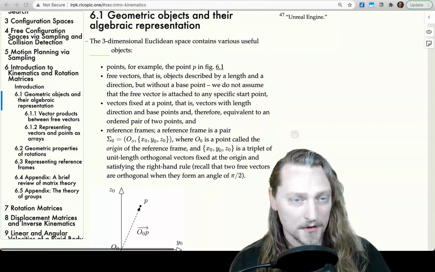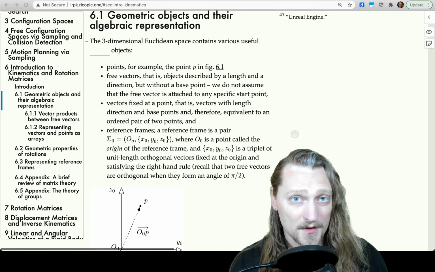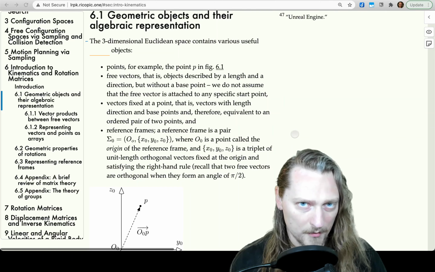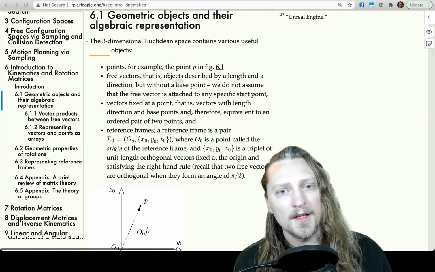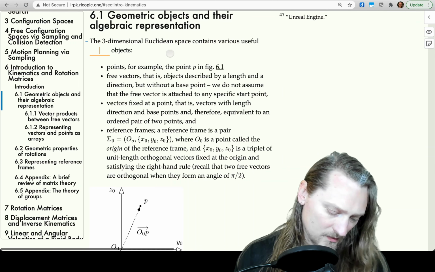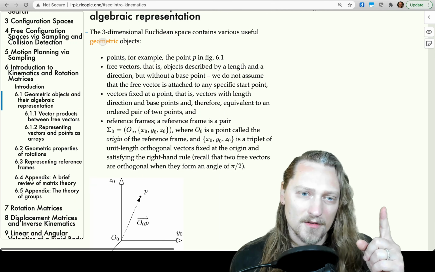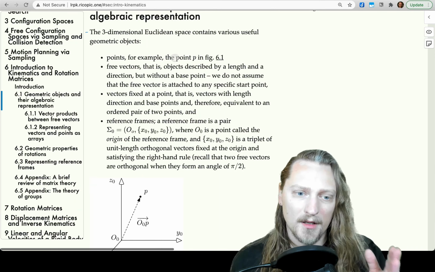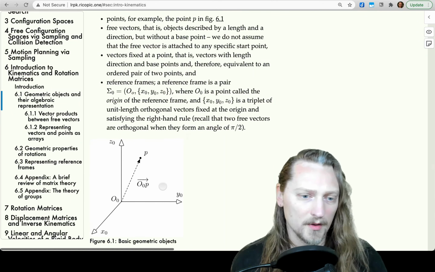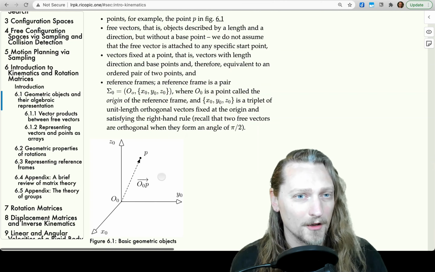All right, lecture 6.1, Geometric Objects and their Algebraic Representations, part of the Intro to Kinematics and Rotation Matrices chapter. The three-dimensional Euclidean space contains various useful geometric objects. And they are points. For example, the point P, see figure 6.1, which is at the bottom of the page, and we'll be demonstrating several of these basic geometric objects in the figure.